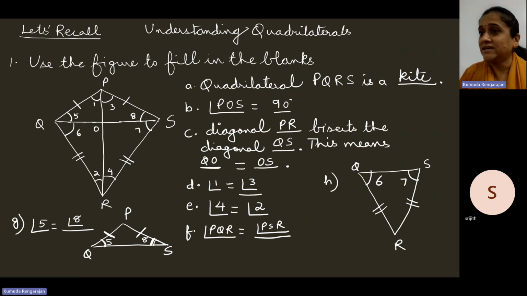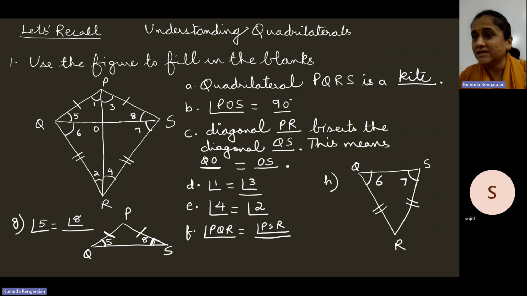The longer diagonal divides the kite into two congruent triangles, identical triangles. If you fold the kite along the longer diagonal, the two triangles will coincide. They're identical, they're congruent. If you fold the kite along the longer diagonal, the two triangles on either side of it will coincide. So the longer diagonal divides the kite into two congruent triangles.